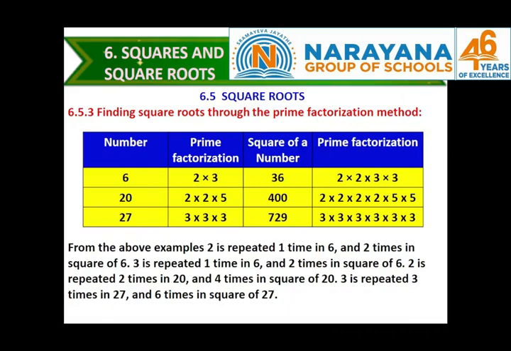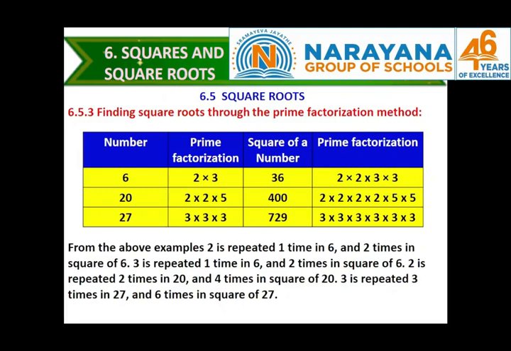The second one is finding square roots through the prime factorization method. See, the number is 6. What about the prime factorization of 6? We know that, no? Yes, 6 can be expressed as 2 into 3. Very good. What about the square of the number 6? 36. What about the prime factorization of 36? 2 into 2 into 3 into 3.